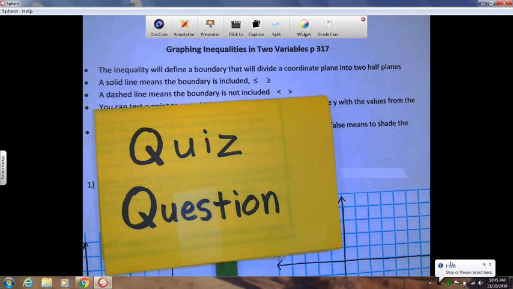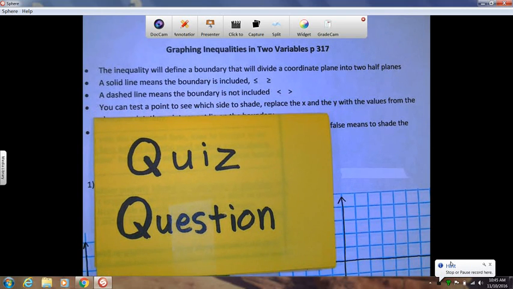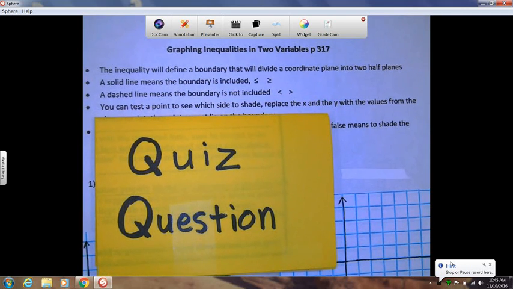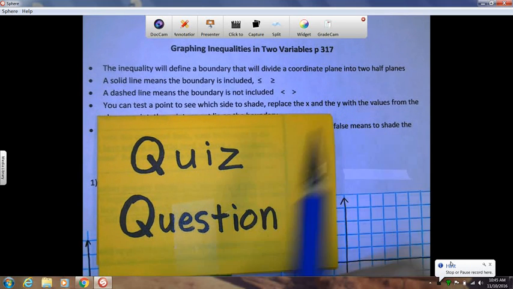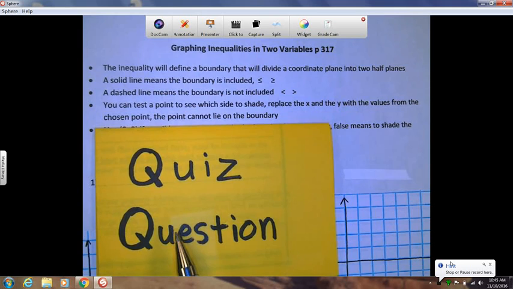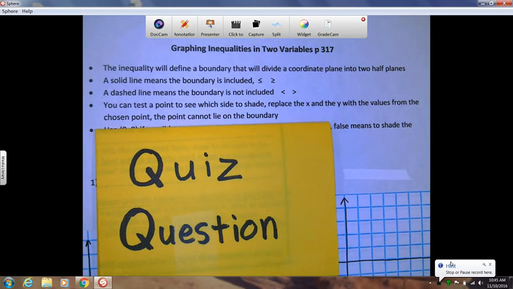Another quiz question is how you can test a point to see which side to shade. You replace the x and the y with the values from the chosen point. The point cannot lie on the boundary. So if the graph goes through the point 0, 0, you cannot use the point 0, 0. Make sure you remember that.